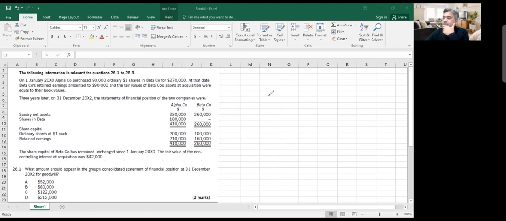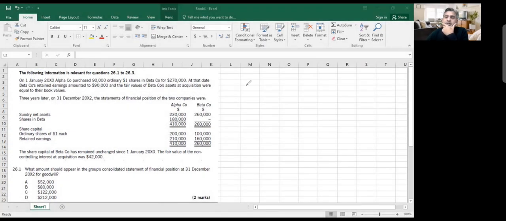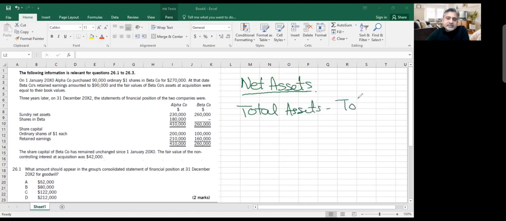Yes, clear. Now, before we start doing this question, which is of course very easy, I just want to make sure that we understand a few terminologies. One thing which I want to make sure that we understand is, what are net assets? Can somebody tell me what net assets are? Yeah. Net assets are your total assets minus total liabilities. This is called net assets. Total assets minus total liabilities.